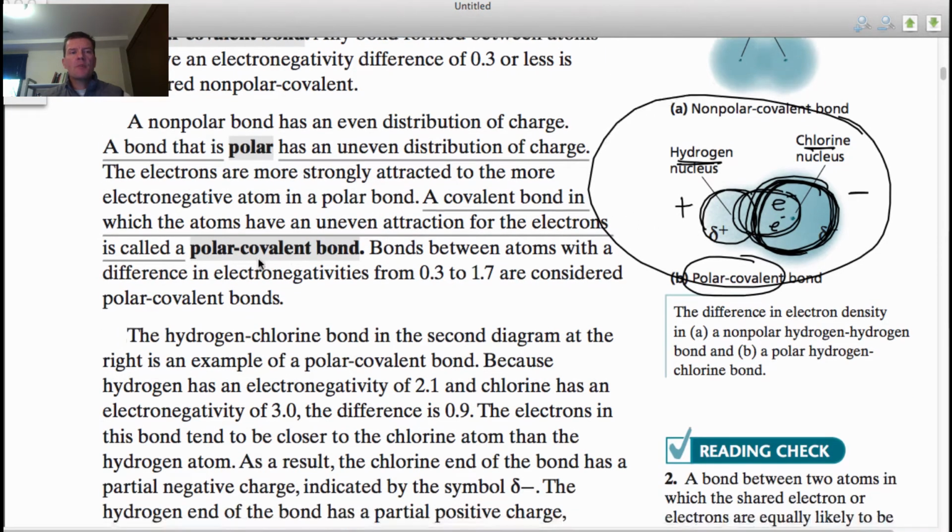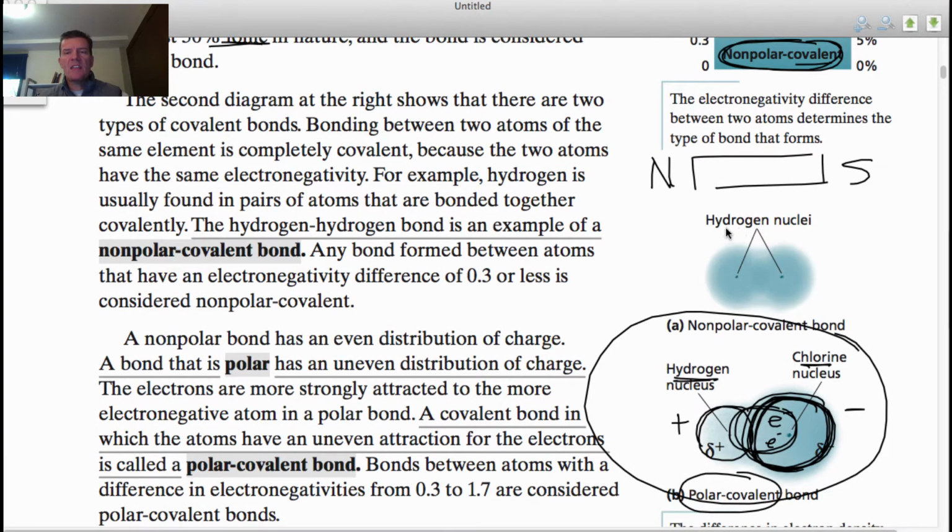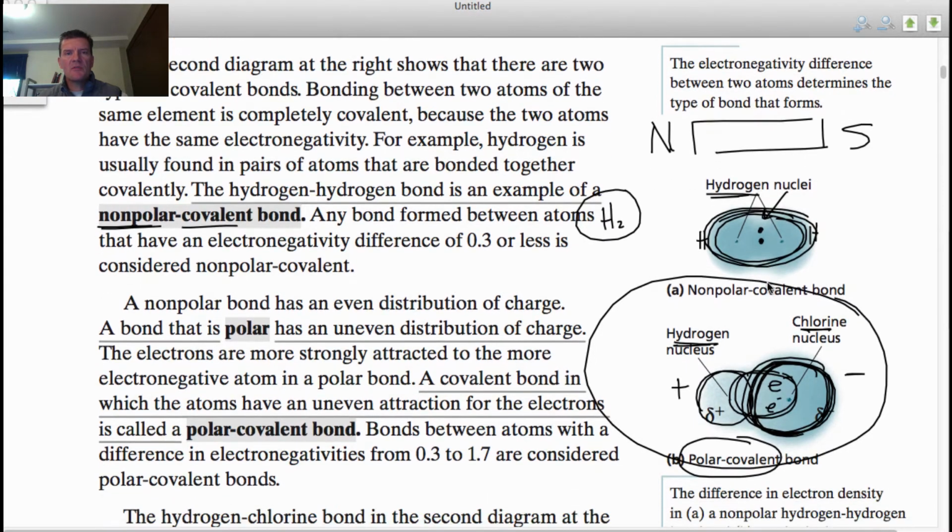Okay? Non-polar means that there's totally equal sharing, and that usually happens between two atoms of the same element. So if you have hydrogen bonding with hydrogen, which happens all the time because hydrogen is diatomic, it appears in nature as two atoms bonded together. These middle electrons, or these shared electrons, are going to be right in between the two nuclei, shared equally, and we call that nonpolar covalent. In this case, there's not going to be a partial negative side or partial positive side to a molecule. It's all equally shared, and the electrons that are shared are going to be right in between the two nuclei.